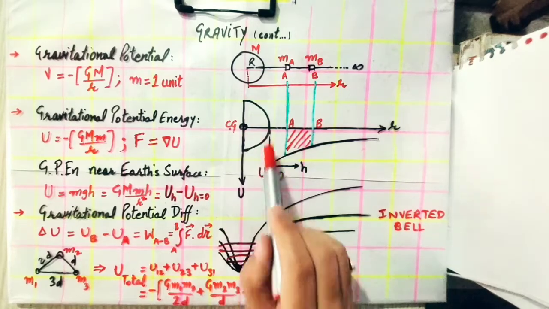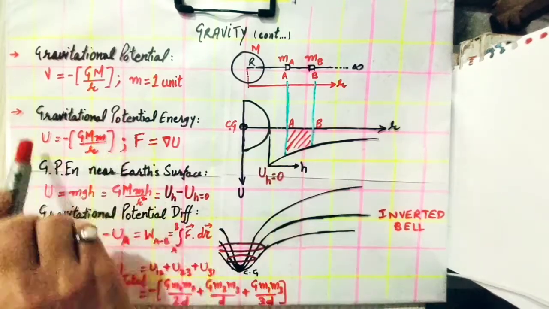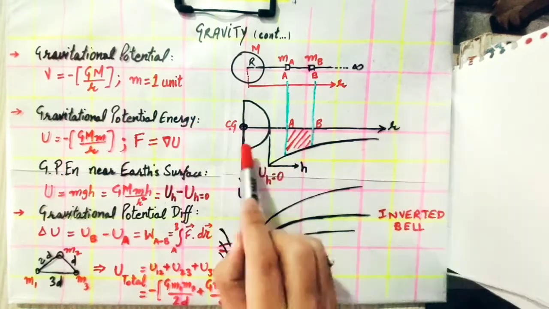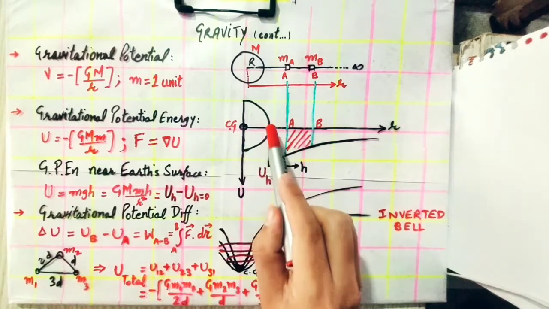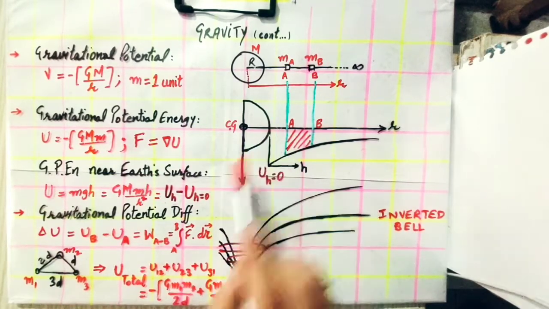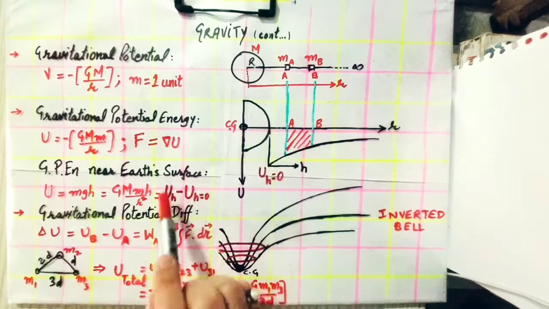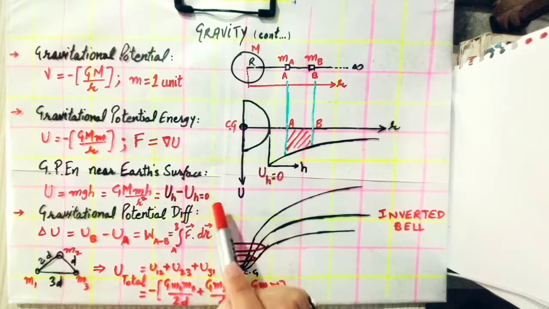We have shifted this reference for this formula, but in actual, for this potential energy, we have the reference at infinity. For U equals mgh, the reference is over here at h equals 0, that is at the radius of Earth. So the only difference in this formula is that shift, which is given by U at h minus U at h equals 0, which equals mgh.